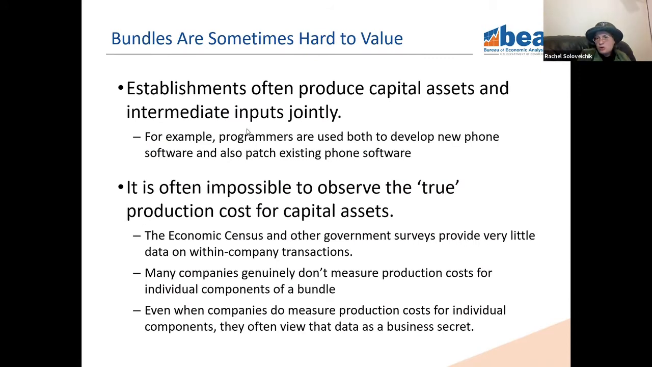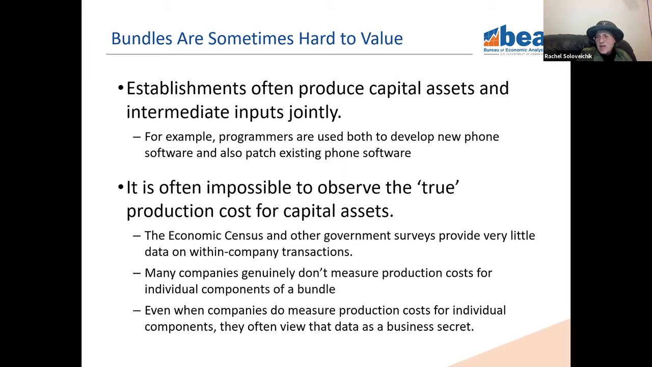And this vehicle warranty example we did is such an easy example because all these costs are measurable, but they're often much harder to value. The big problem is establishments often produce capital and intermediate jointly. If the car companies did the repair and they use the same workers and the same intellectual property to do it, then there's almost no way to figure out how much the cost is. They may have an accounting breakdown for internal purposes, but internal breakdowns are not economically the same as arm's length transactions.